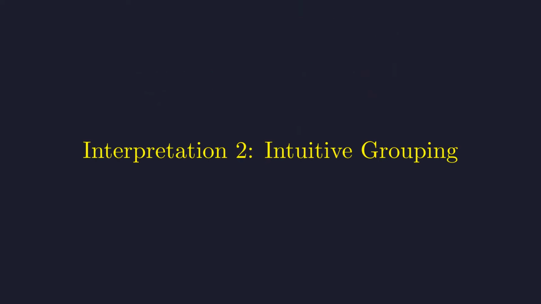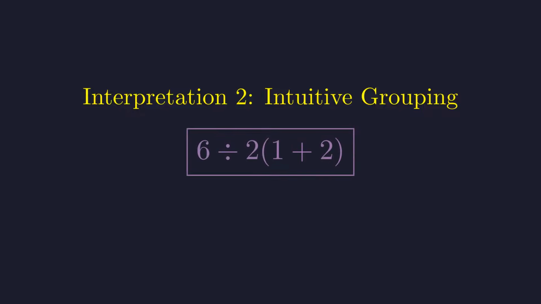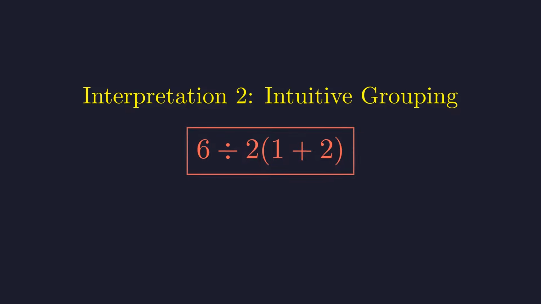So why do millions of people say it's 1? Are they all wrong? No, they're just reading it differently. They don't see separate operations. They see 6 divided by everything that follows. To them, everything after the division is one big denominator.